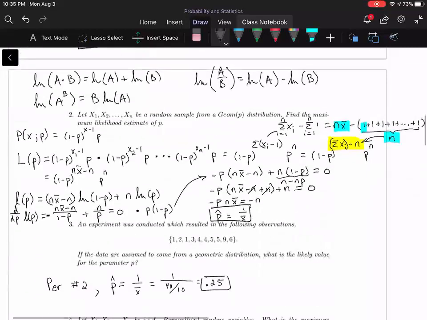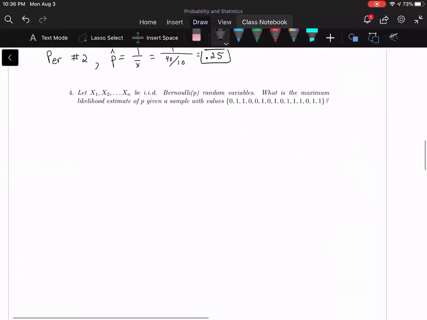All right, well, let's look at the fourth one then. It says let x1 through xn be IID. Remember IID you saw in the MGF transformation handout, independent and identically distributed. In particular, they are Bernoulli p random variables. We want to know what is the MLE estimate of p when you have a given sample. It's just a collection of 0s and 1s, because remember, Bernoulli is either true or false. There's only 2 possibilities, 0 or 1.